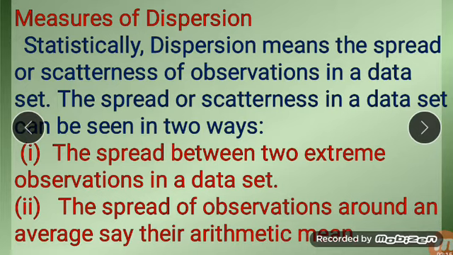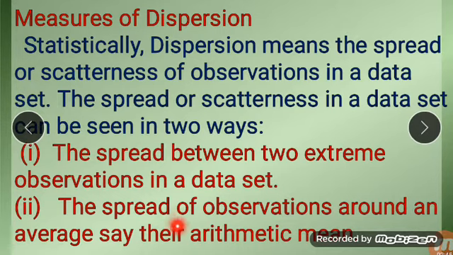Whereas in the second data set, if the highest marks is 100, whereas the lowest marks is 40, then 100 minus 40 will give 60. So the difference between the extreme observations will be 60. So we can say that in the first data set the observations are more dispersed, or the dispersion is greater as compared to the second data set.